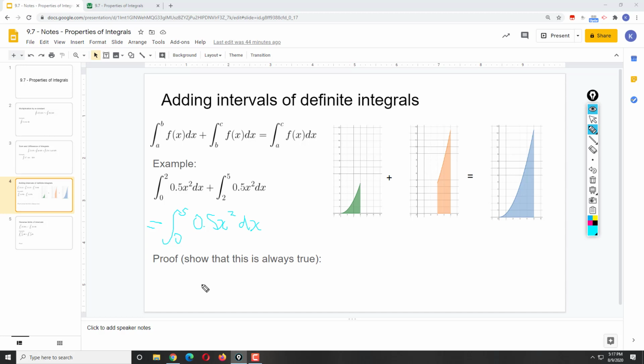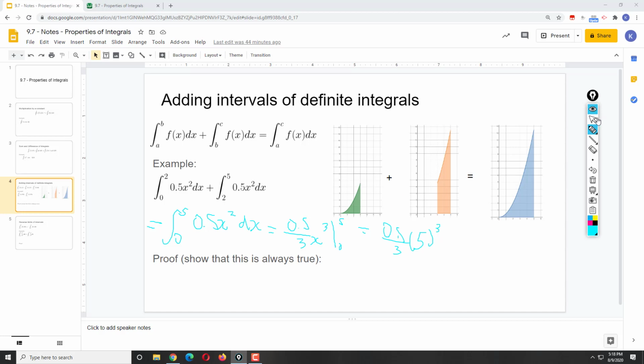Okay. If we finish this, we would get 0.5 over 3 x cubed from 0 to 5, which is 0.5 over 3 times 5 cubed. Okay? Why is this always true?